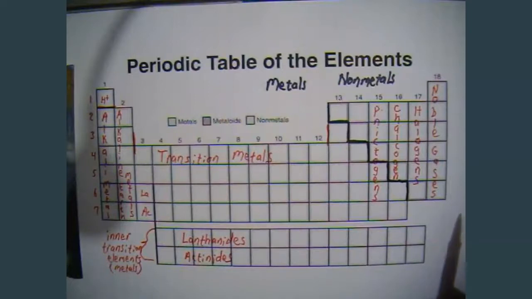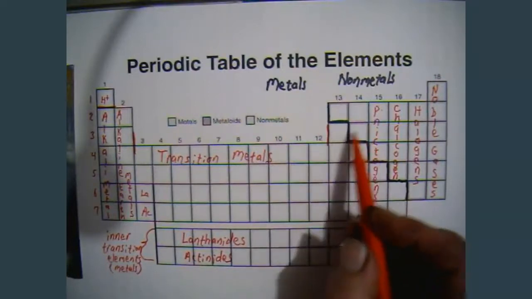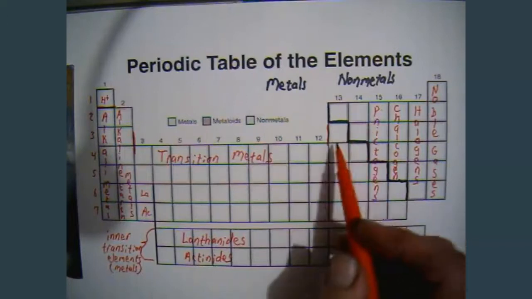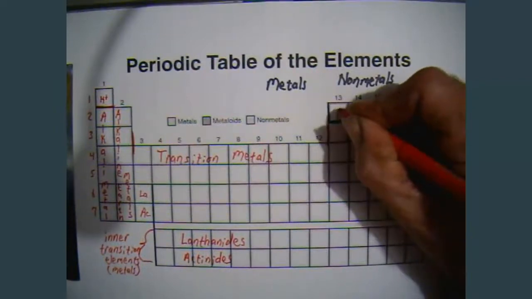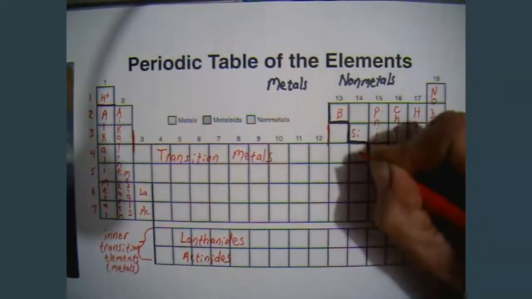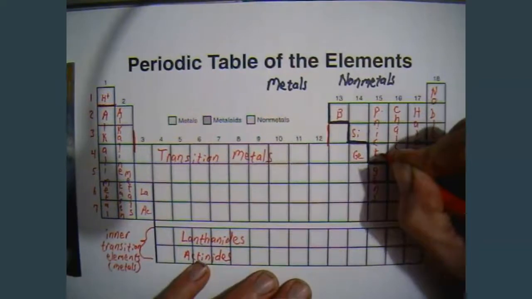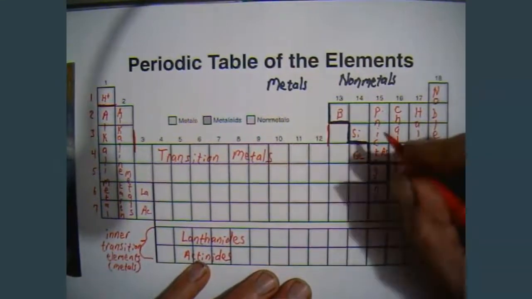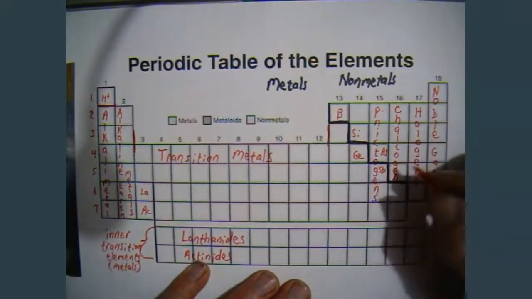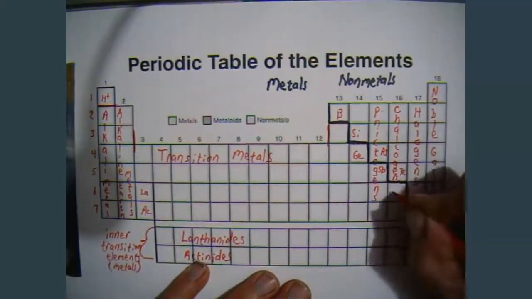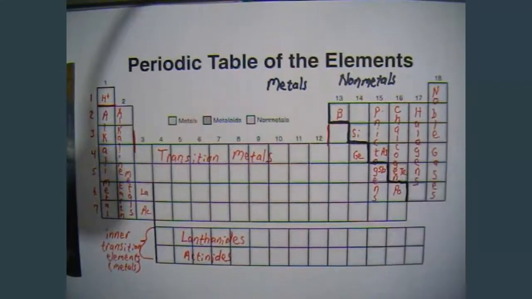If something is right between a metal and a non-metal, then it is called a metalloid. And so our metalloids would be boron, silicon, germanium. Right here would be arsenic, antimony, tellurium, and polonium. So those are the metalloids. They have characteristics of being both a metal and a non-metal.